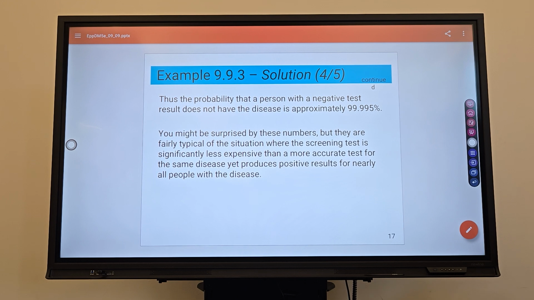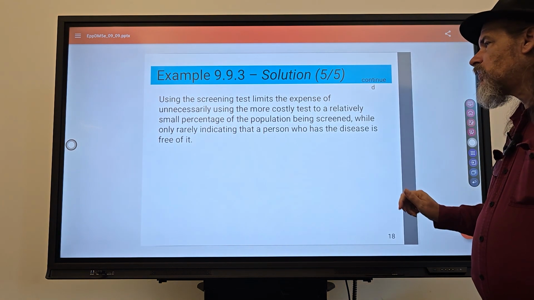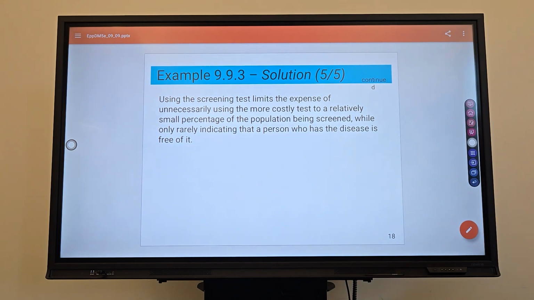99.995%. These are fairly typical numbers of the situation where the screening test is significantly less expensive than a more accurate test for the same disease, yet produces positive results for nearly all people with the disease. Using the screening test limits the expense of unnecessarily using the more costly test to a relatively small percentage of the population being screened, while only rarely indicating that a person who has the disease is free of it.